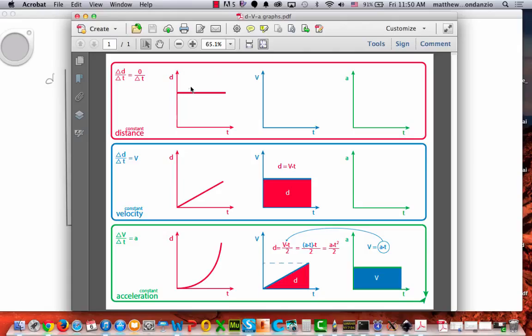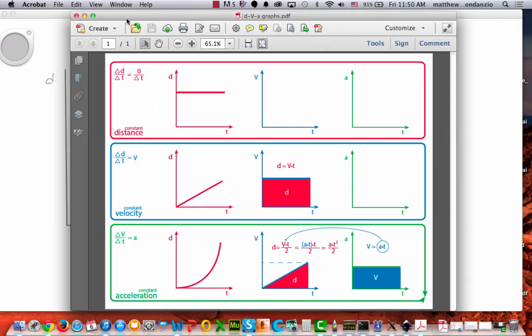If I have a constant distance over time, what does that mean? No distance change, which means I don't move. Time is ticking on, and I'm not moving. So from a graph standpoint, distance versus time, I have the same distance. I haven't moved. I'm in the same spot. This is not plotting the change in distance. This is plotting the specific distance I'm at, or the position that I'm at. Does that make sense?